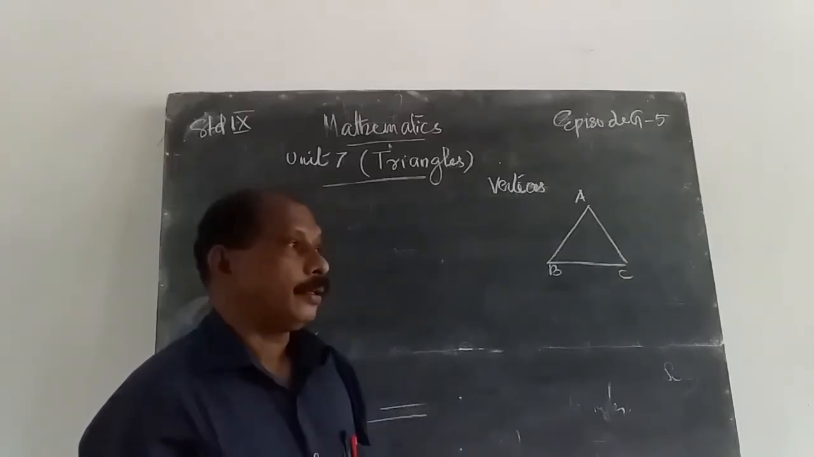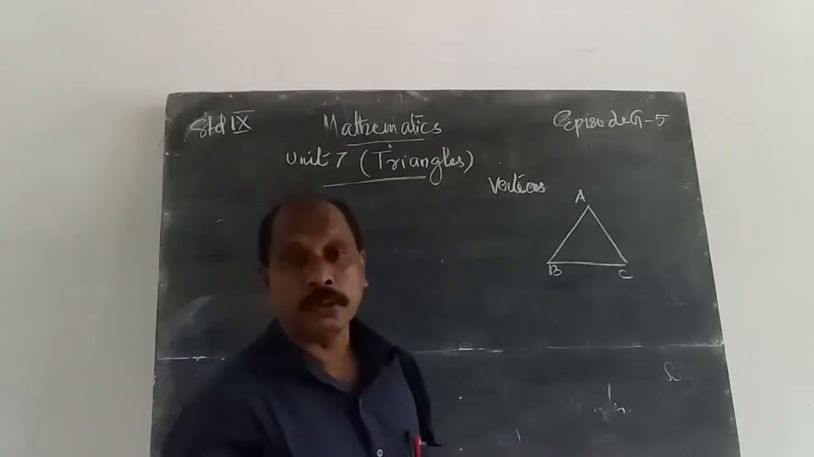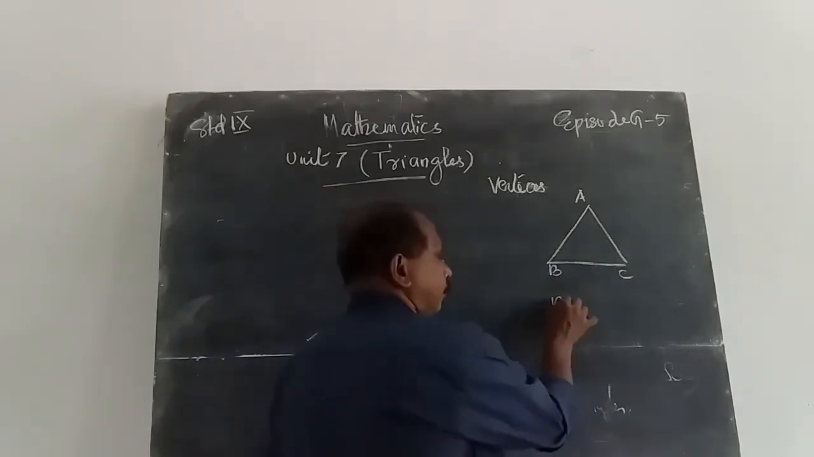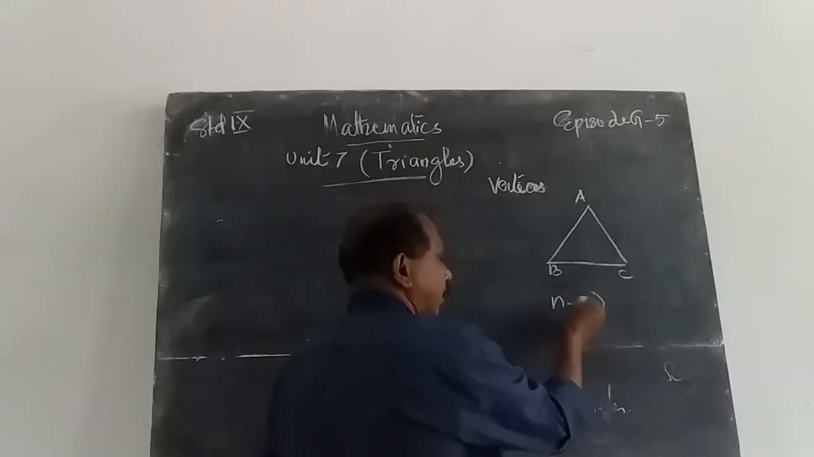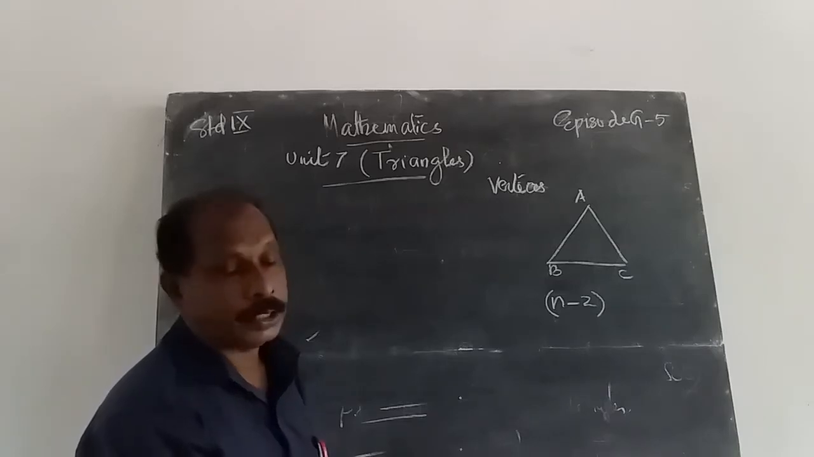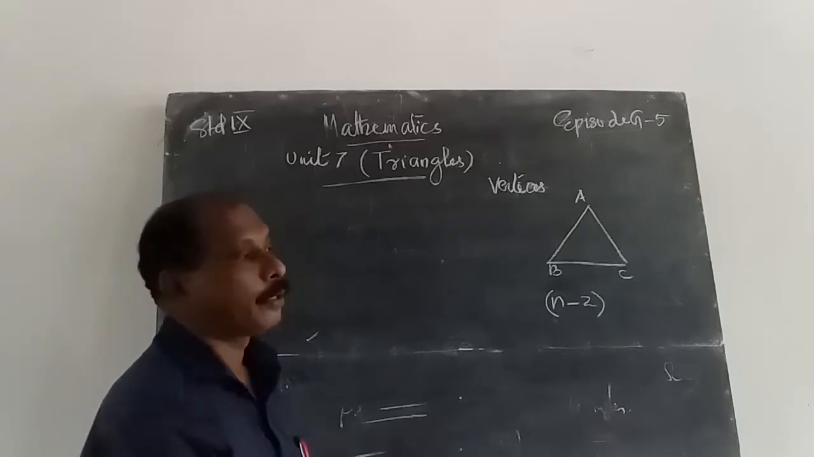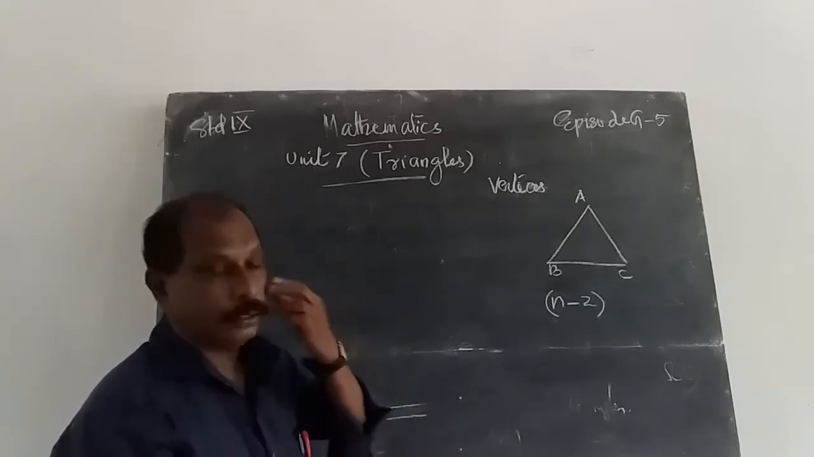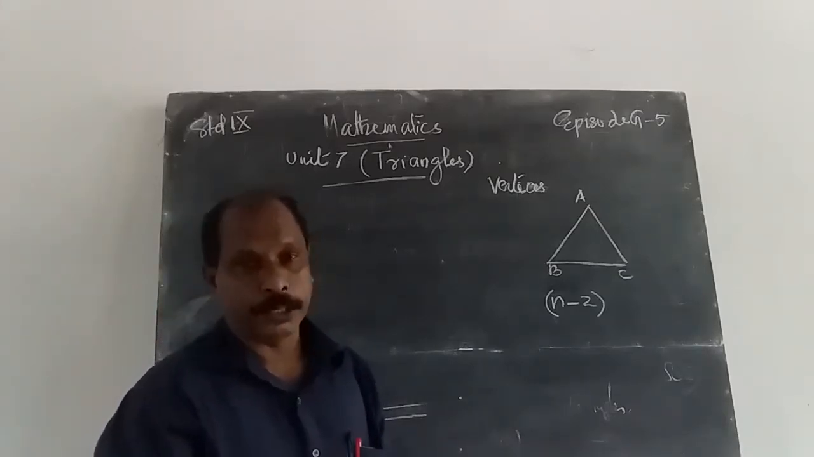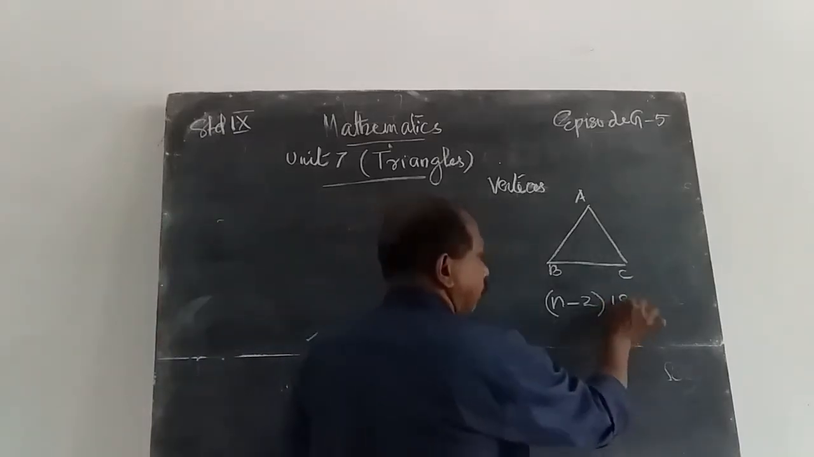Then the sum of interior angles of this triangle is equal to 180, because a polygon means 3 or more sides. With 3 sides it is known as a triangle, 4 sides a quadrilateral, 5 sides a pentagon, etc. We know the result. n is the number of sides of any polygon. Then the sum of the interior angles is equal to (n minus 2) into 180.